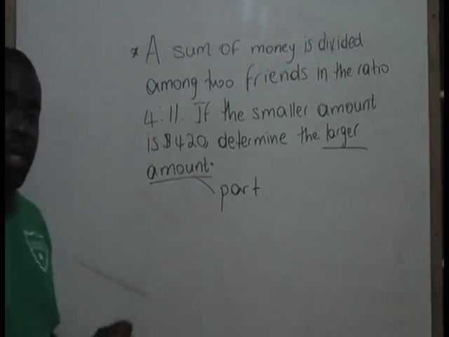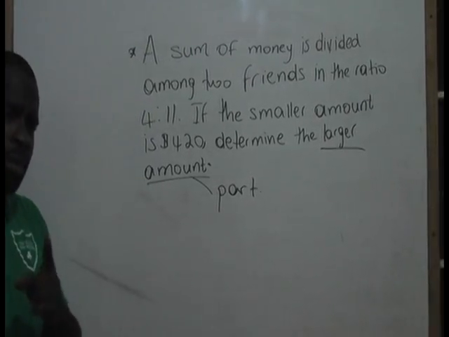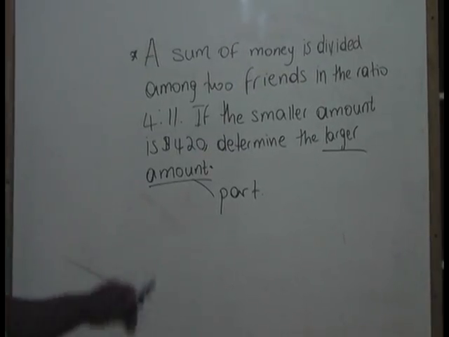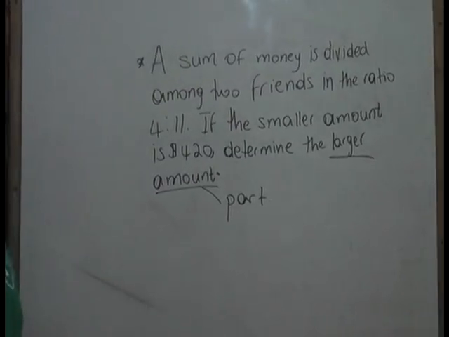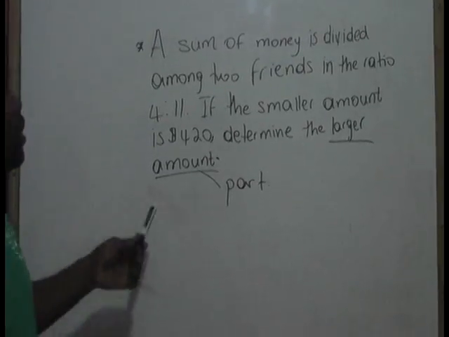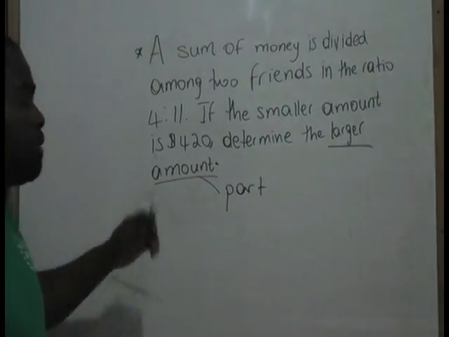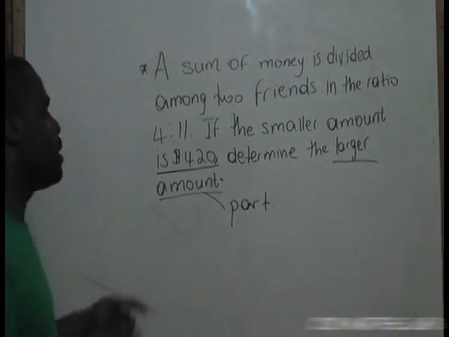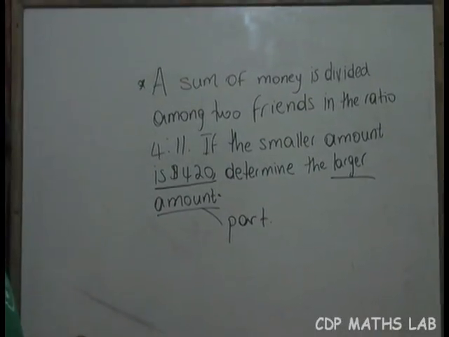Now if you find 1 part, you can find 4 parts. You can also find 11 parts. So the best thing to do then is to find 1 part. But you might be saying, how can we do that if we're not given the total sum of money? Okay, so you're given this information. It says if the smaller amount is $420, so they gave you the smaller amount, which links to the 4. Good? 4 is a smaller number, smaller part.